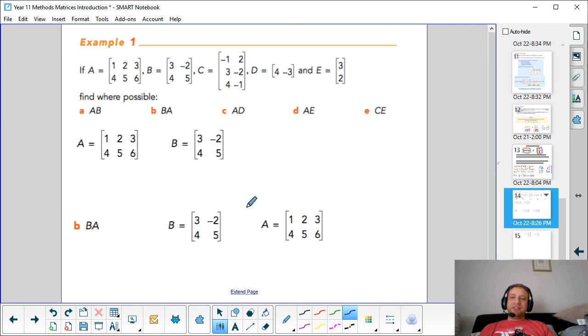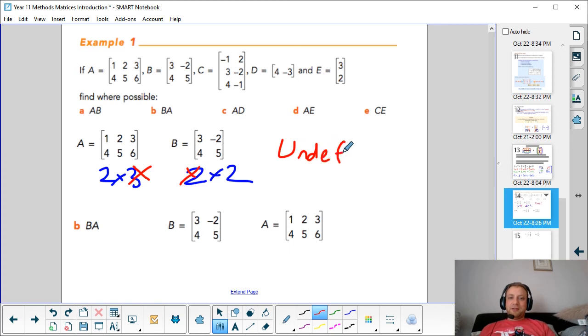So for a start, we'll just see which ones exist. So you should always just be checking the orders of them. So this one is a 2 by 3. This one is a 2 by 2. And because the numbers in the middle are not the same as each other, this one is undefined. It does not exist.